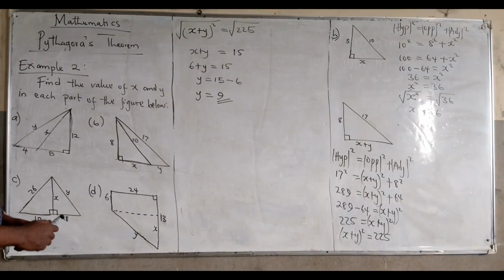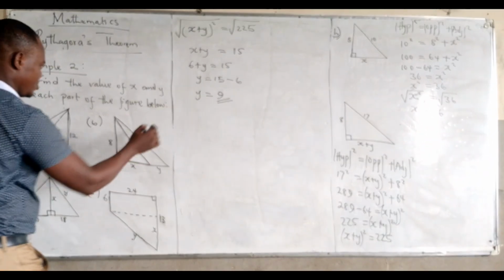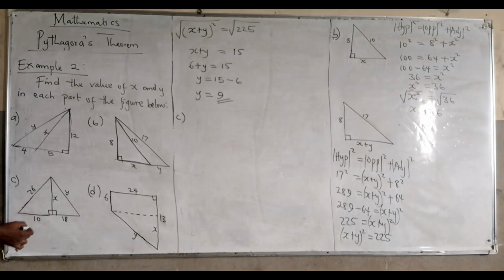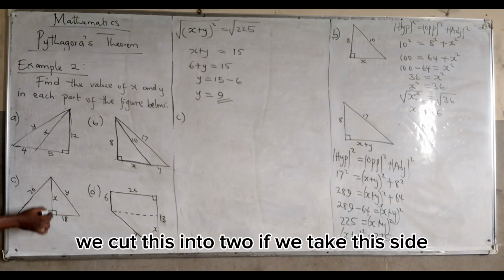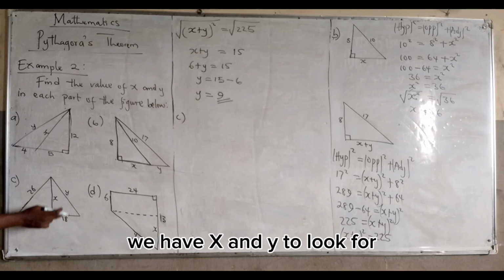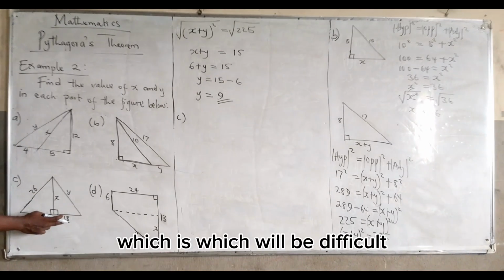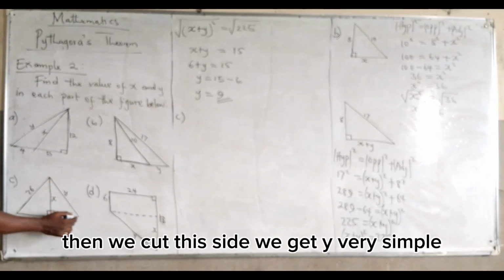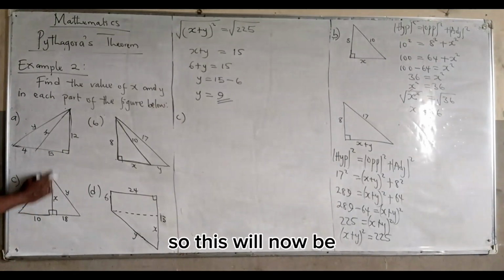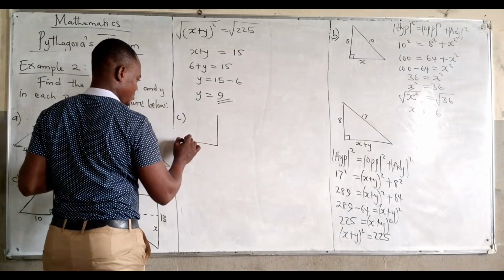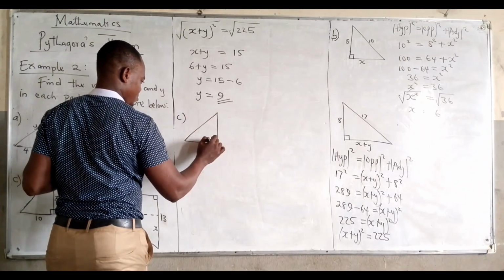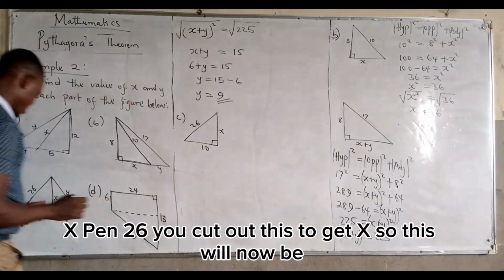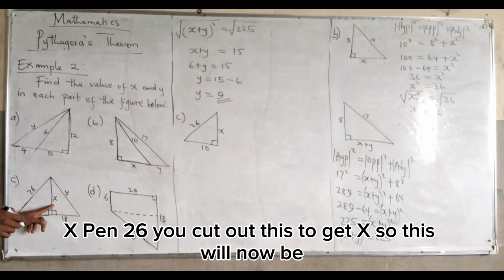Now take C. In C, we are looking for x. We cut this into 2. If we take this side, we have x and y to look for, which will be difficult. So we cut out this side, we get x, then we cut this side, we get y. Very simple. So this will now be x, 10, 26. We cut out this to get x.